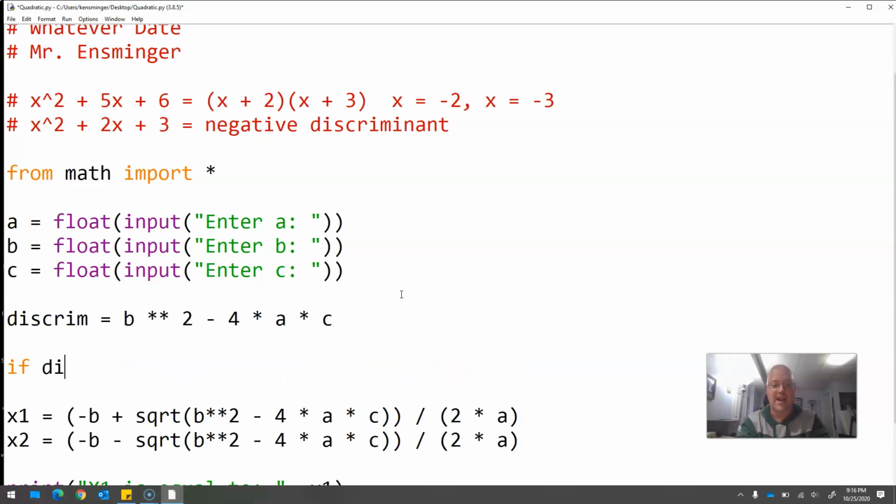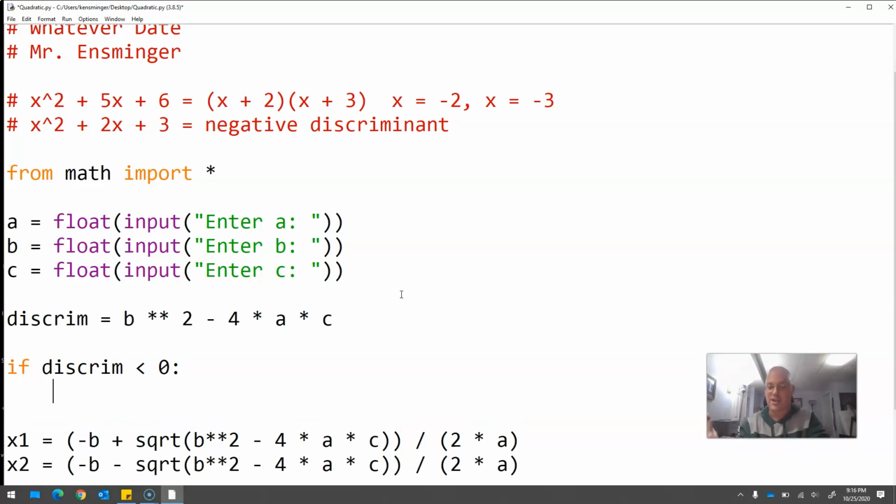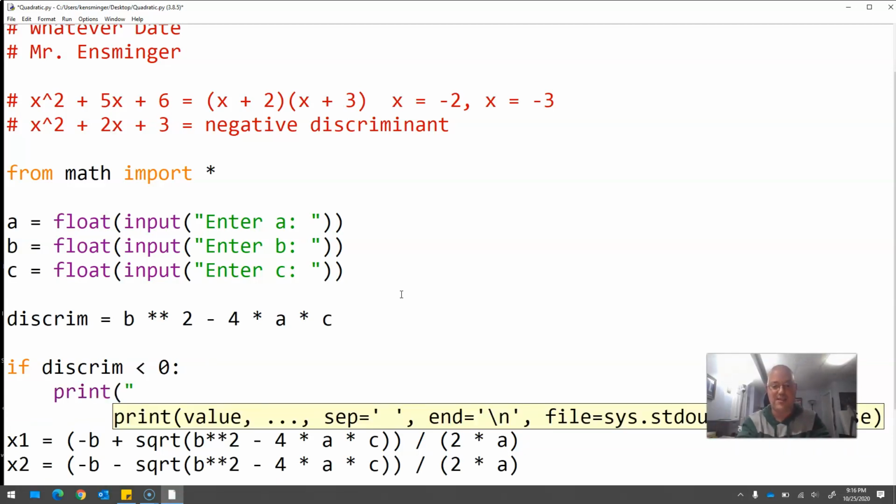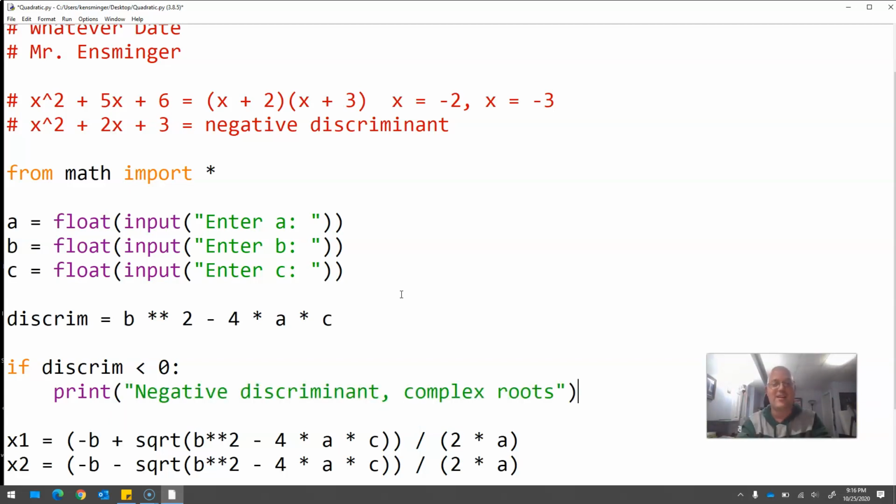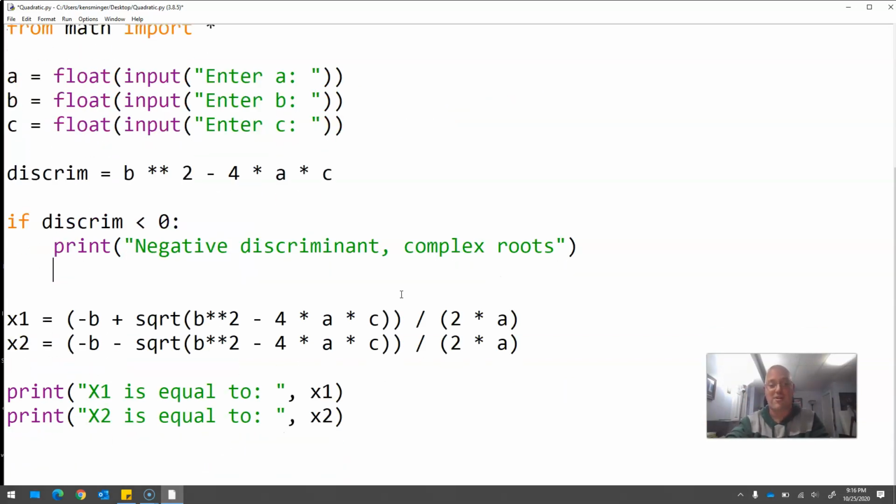Now, I have some if statements. If the discriminant is less than 0, then I don't want to do the other stuff. I want to say print negative discriminant, complex roots. And again, if you haven't done complex numbers yet, that's fine. But that'll be the end of that part. I'm not going to go on to do these other ones. What I want to do instead is say, oh, well, if the discriminant is less than 0, don't do this stuff.